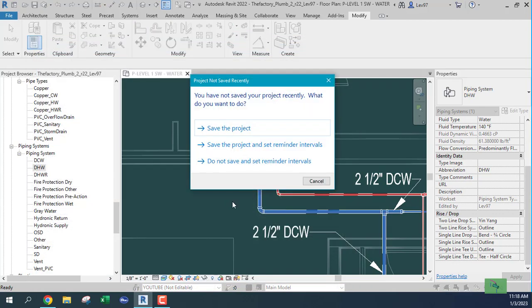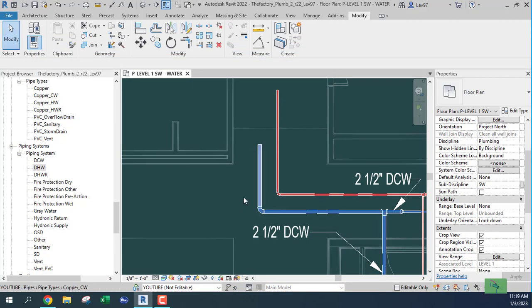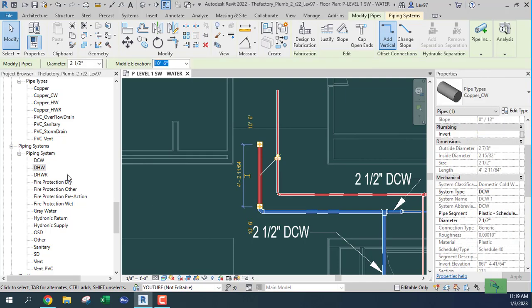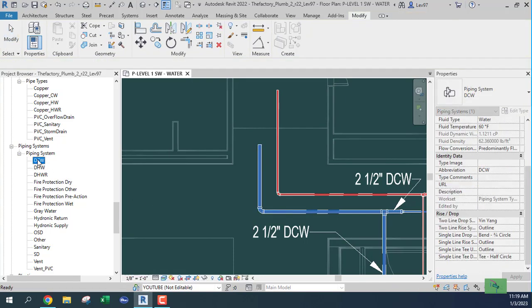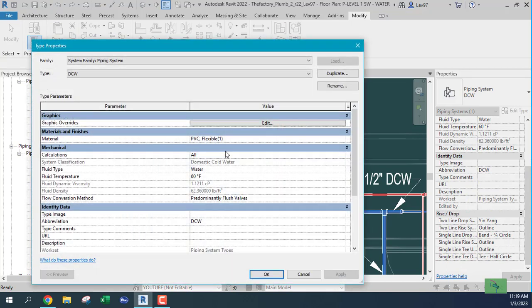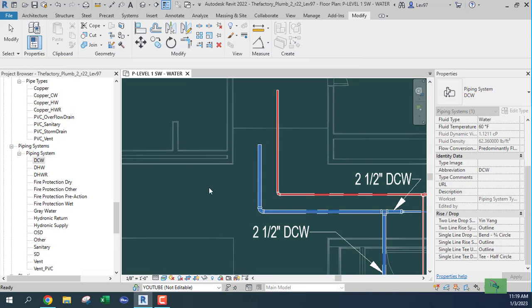For cold water, let's go to cold water. I'm gonna right click on it, and I'm calculating all cold water at 60 degrees, and the flow conversion is predominantly flush valves. Okay, you can change these. You have two choices: flush valves or flush tanks. And for hot water, it's flush tanks. Okay, so I'll say okay to that.